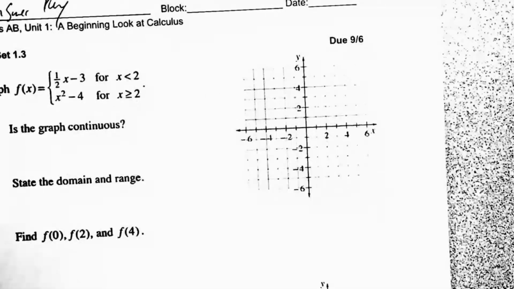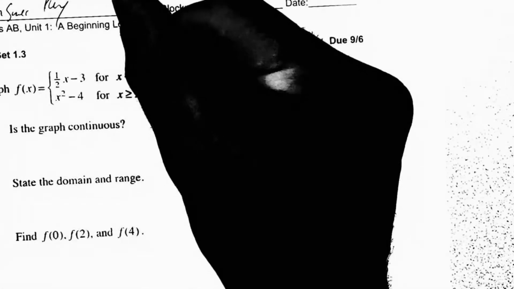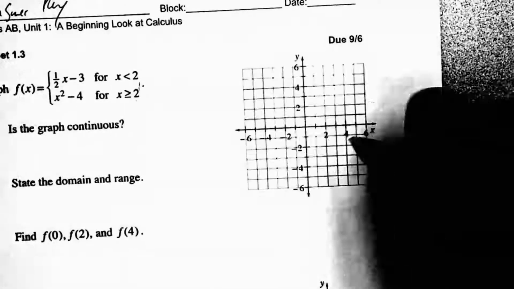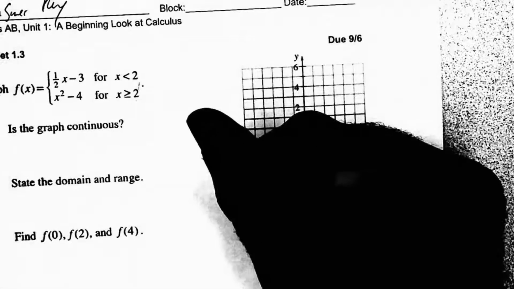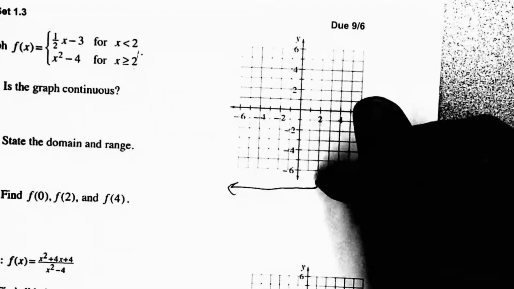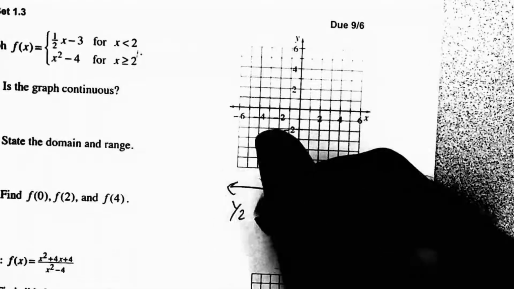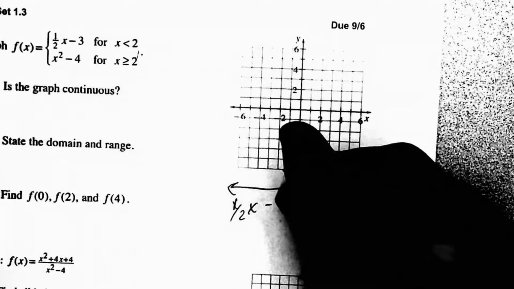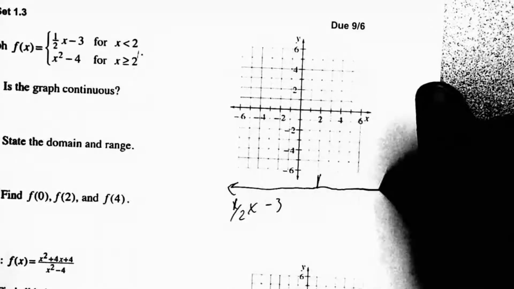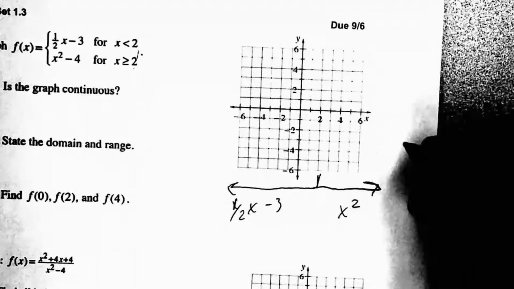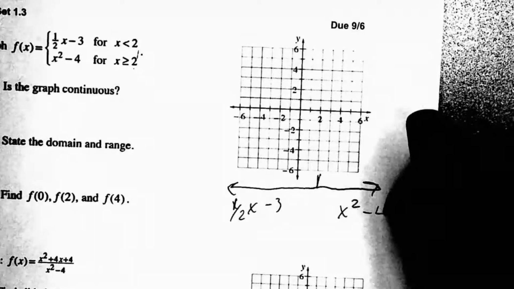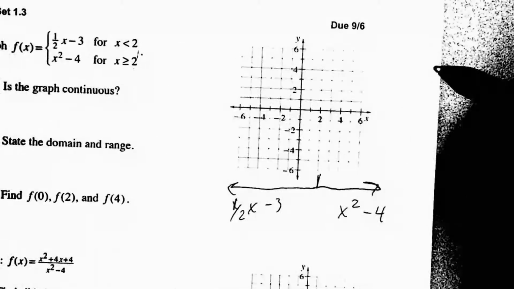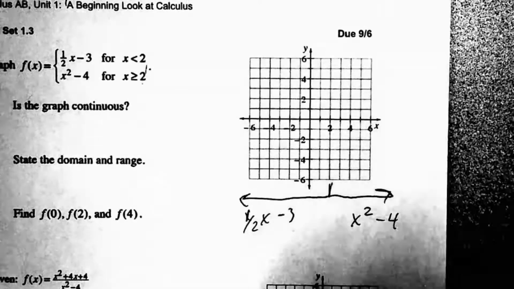We have two functions, 1 half x minus 3 and x squared minus 4, and they are separating at this point, 2. Visually, when we're graphing this, everything below 2, I'm following 1 half x minus 3, and everything 2 and above, I'm following x squared minus 4. So we're going to plot this. You're going to plug in x values. Always a good one to start with is 0.